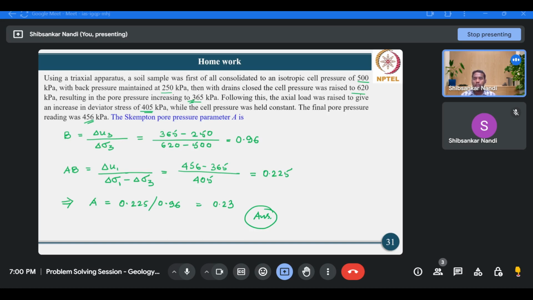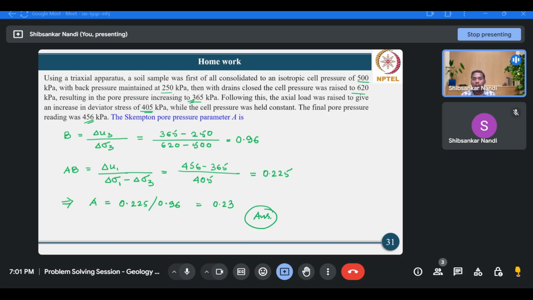So B, this is defined as the ratio of delta U3 to delta sigma 3, where delta U3 is the change in pore water pressure due to the change in confining pressure by delta sigma 3, and the product of A and B is defined as the ratio of delta U1 to delta sigma 1 minus delta sigma 3, where delta U1 is the change in pore water pressure due to the change in deviated stress. Okay, and delta sigma 1 minus delta sigma 3, this is nothing but the deviated stress.